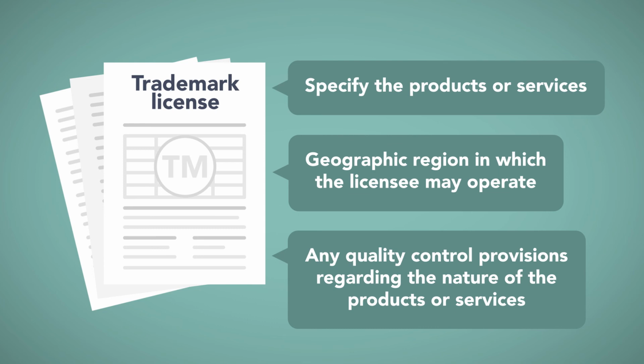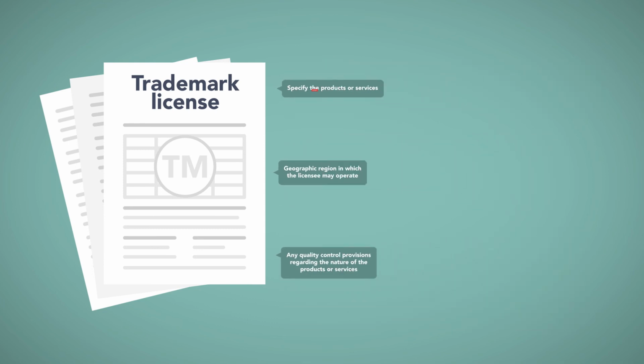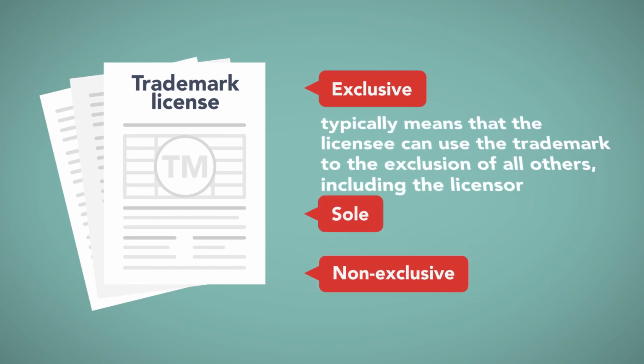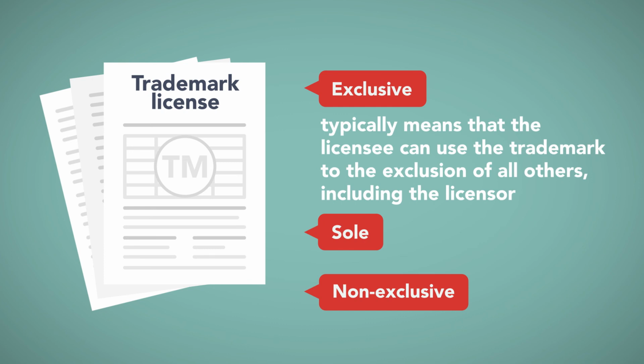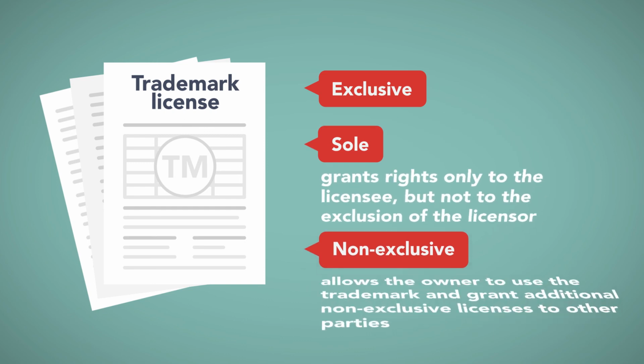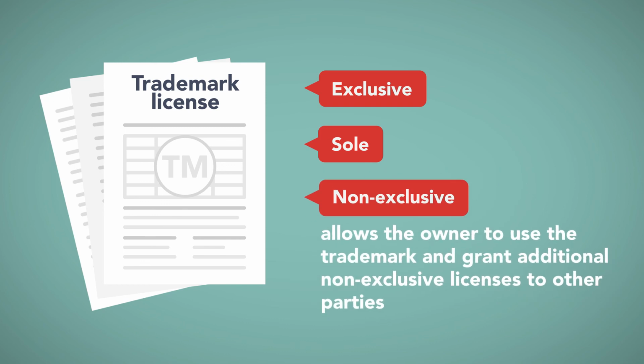The license agreement should also specify whether the license is exclusive, sole, or non-exclusive. An exclusive license typically means that the licensee can use the trademark to the exclusion of all others, including the licensor. A sole license grants rights only to the licensee, but not to the exclusion of the licensor. A non-exclusive license allows the owner to use the trademark and grant additional non-exclusive licenses to other parties.